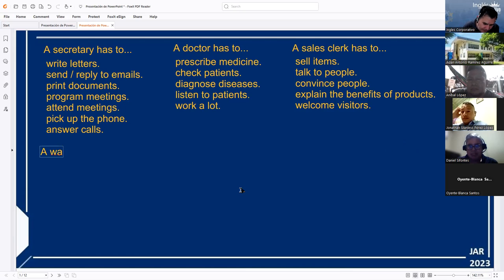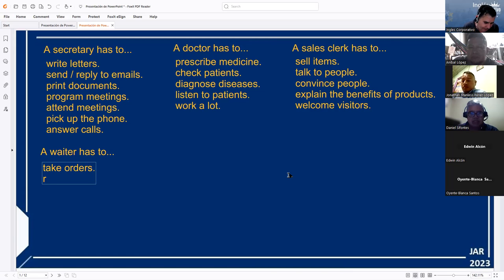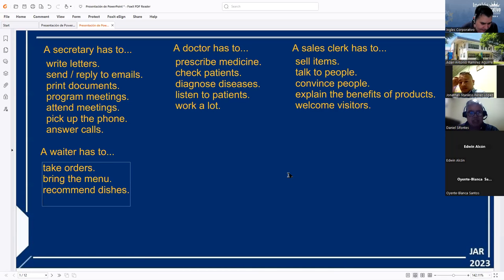So, let's see a waiter. What does a waiter have to do? Take orders. Yes. Has to take orders. Recommend the dishes? Yeah. Okay. First, bring the menu, right? Bring the menu. And of course, like you say, excellent. Recommend dishes. And serve the food, yeah. Attend the clients. Yes, exactly. Wait on the customer.